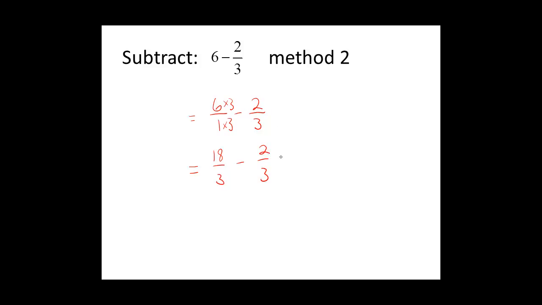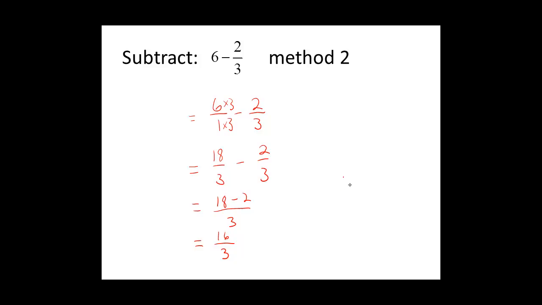It stays the same. We have a common denominator, so we subtract the numerators, keeping the same denominator. 18 minus 2 is 16 over 3. This is the answer as an improper fraction.